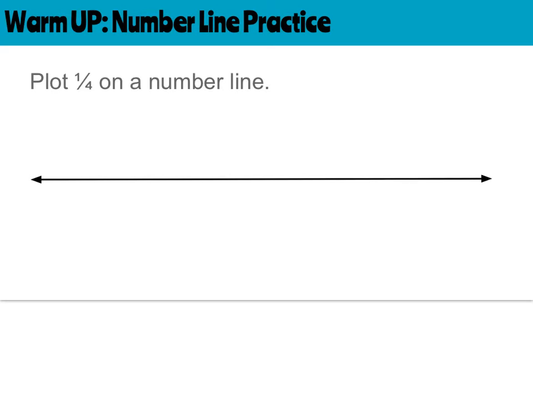Okay, now it's your turn to practice. Please draw a number line and plot 1/4 on your number line. Press play when you're done. Okay, to plot 1/4 on a number line, I'm going to start by labeling my 1 whole. Put my 0 and my 1.